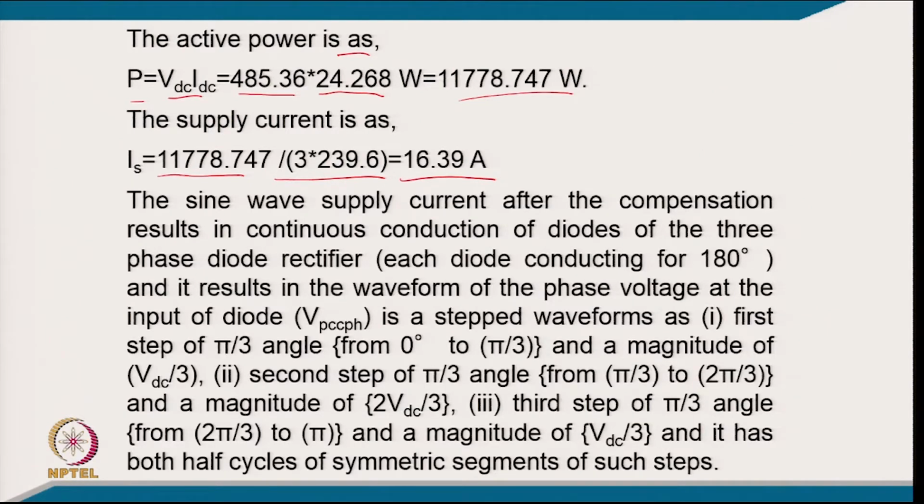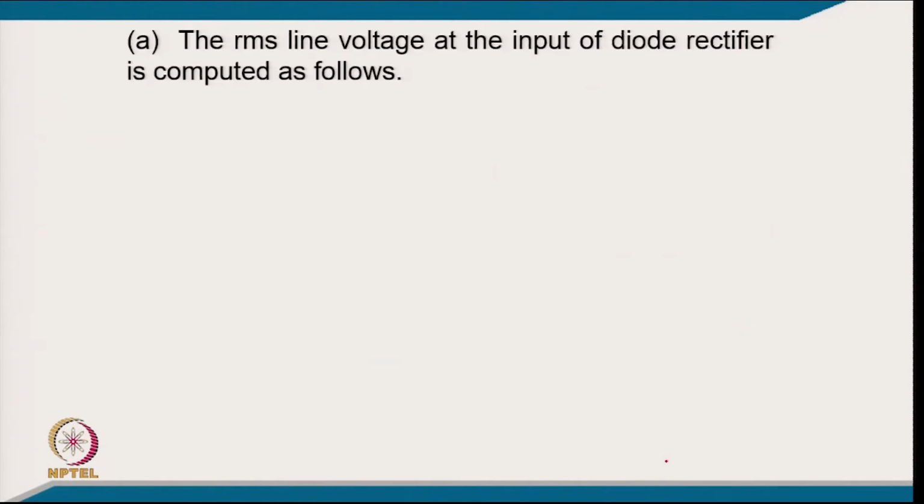Now, coming to the actual calculation, typically the sine wave supply current after the compensation results in continuous conduction of the diodes of the 3 phase rectifier, each diode conducting for 180 degrees. It results in the phase voltage at the input of the diode, VPCC, as a step waveform: the first step of pi by 3 angle from 0 to pi by 3 with a magnitude of VDC by 3, the second step of pi by 3 angle from pi by 3 to 2 pi by 3 with a magnitude of 2 VDC by 3, and the third step of pi by 3 angle from 2 pi by 3 to pi with a magnitude of VDC by 3. Both half cycles have symmetric segments of such steps.